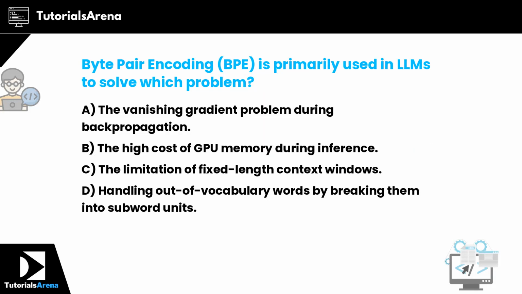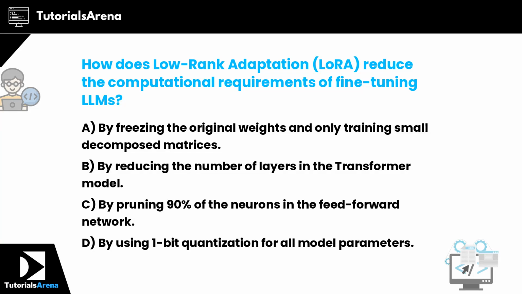Byte pair encoding, BPE, is primarily used in LLMs to solve which problem? The correct answer is option D, handling out-of-vocabulary words by breaking them into subword units. How does low-rank adaptation, LoRA, reduce the computational requirements of fine-tuning LLMs? The correct answer is option A, by freezing the original weights and only training small decomposed matrices.